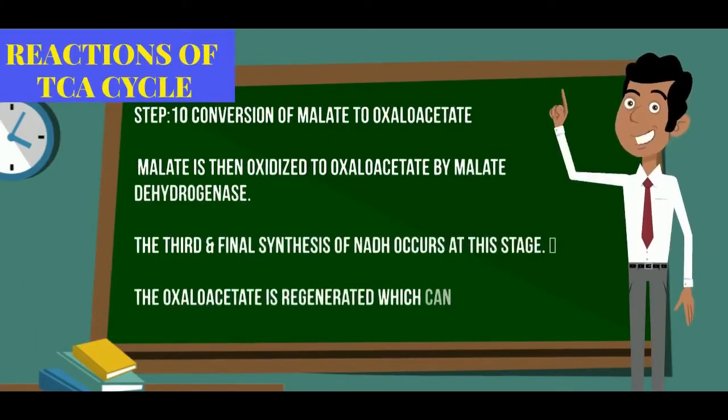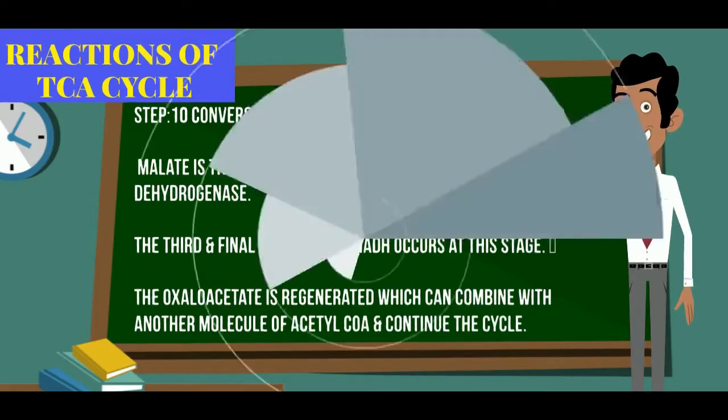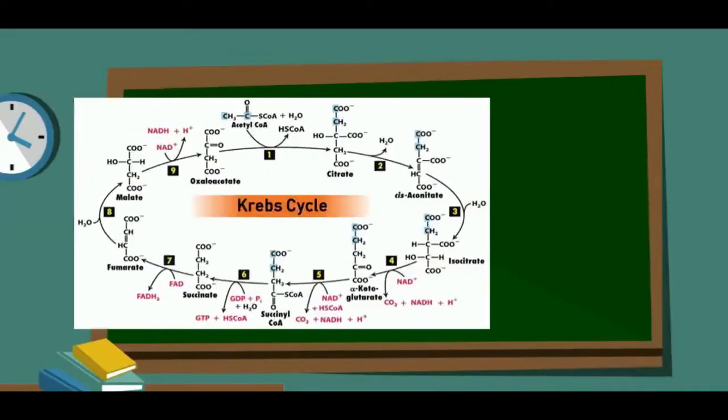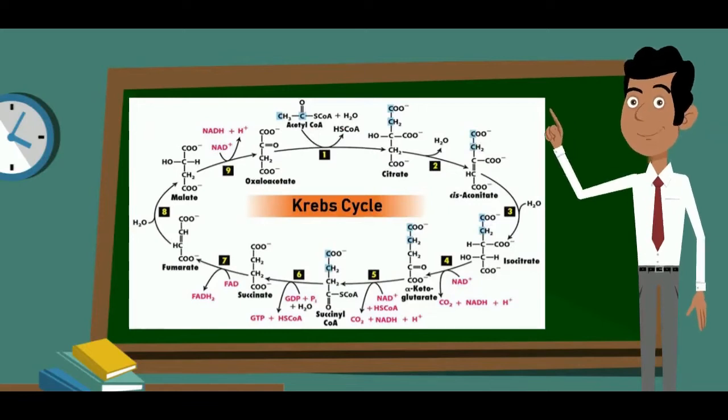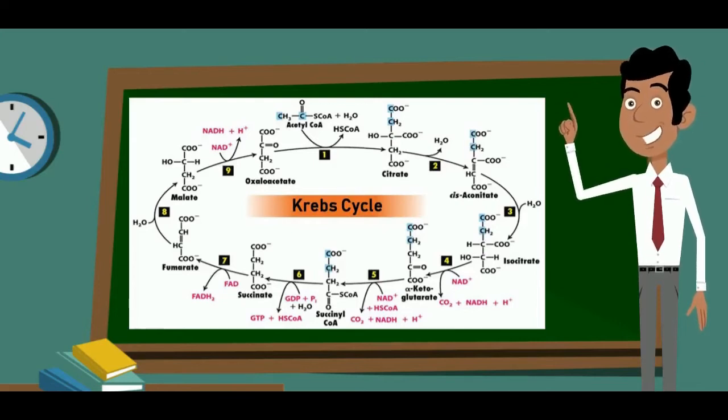Step 10: Conversion of malate to oxaloacetate. Malate is then oxidized to oxaloacetate by malate dehydrogenase. The third and final synthesis of NADH occurs at this stage. The oxaloacetate is regenerated, which can combine with another molecule of acetyl-CoA and continue the cycle. This is what the Krebs cycle looks like.